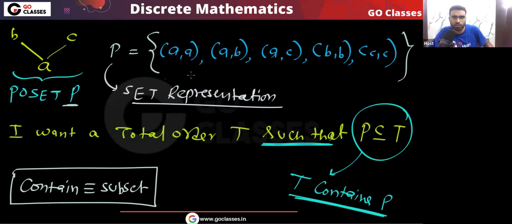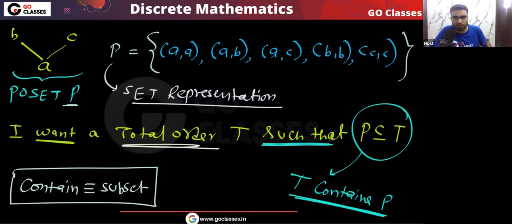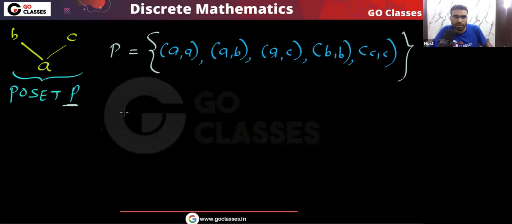This POSET is given to you. This is the set representation. A is related to A because of the reflexive property. Every POSET is reflexive, antisymmetric, transitive. So we got this POSET. Now what do I want? I want a total order which contains P, meaning P is a subset of T. So you tell me: total order T containing P.